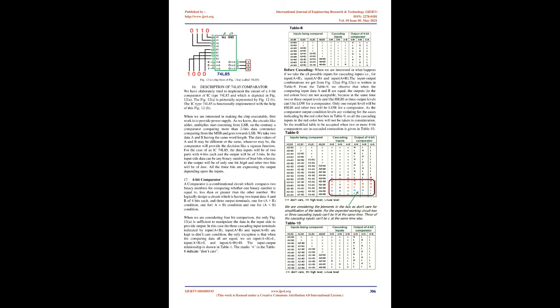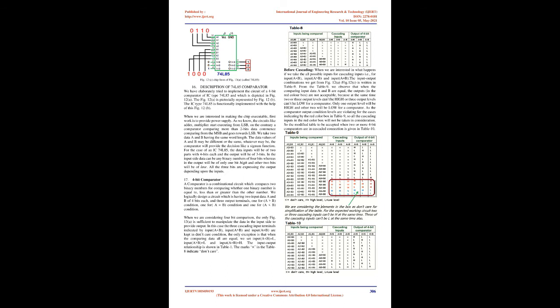When we are considering 4-bit comparison, only Fig 13a is sufficient to manipulate the data on the input side to provide output. In this case the three cascading input terminals, indicated by input A>B, input A<B, and input A equals B, are kept in don't-care condition. The only exception is that when the comparing data are all equal, we set input A>B equals L, input A<B equals L, and input A equals B equals H. The input-output relationship is shown in Table 8. The marks in the table indicate don't-care.